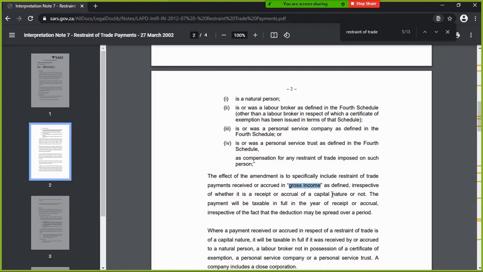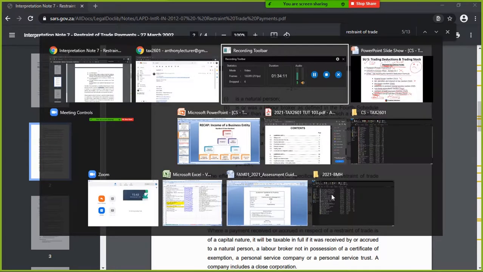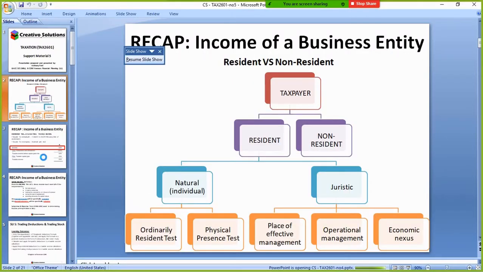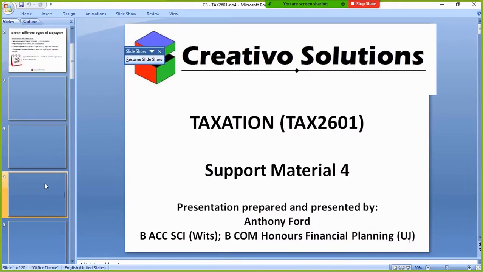Okay, so remember we said, go back. What is this? It's a prohibited deduction. Prohibited means what? I cannot claim this as a deduction. So a restraint of trade payment cannot be claimed as a deduction. In other words, it's not going to reduce your income tax. Because last week's notes, let me open up last week's. On last week's notes, you would have seen restraint of trade as being a specific inclusion. Let me show you this.